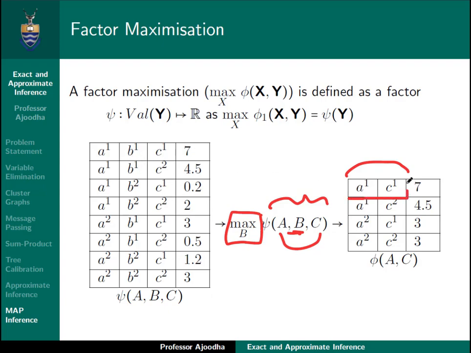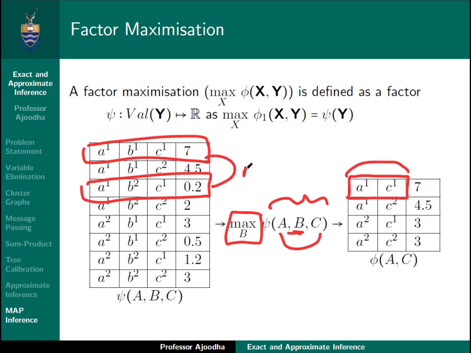So to get this one here, we need to maximize over two cells in our initial, which is A1, C1. A1 and C1 are here, and A1 and C1 are here. So we need to max over these two guys. So we find the maximum, and the max is 7. So that's what gives us the 7.